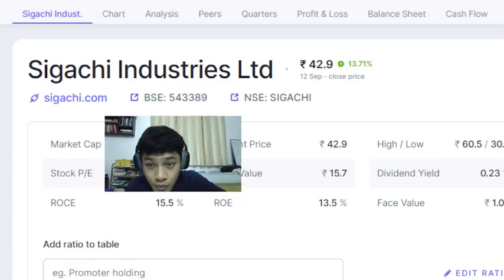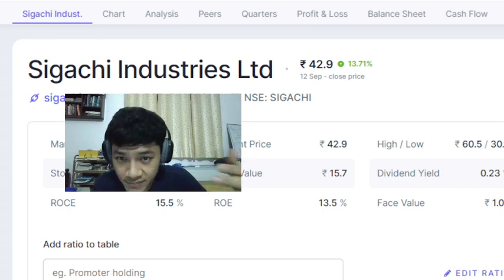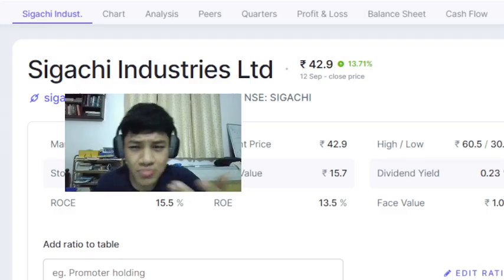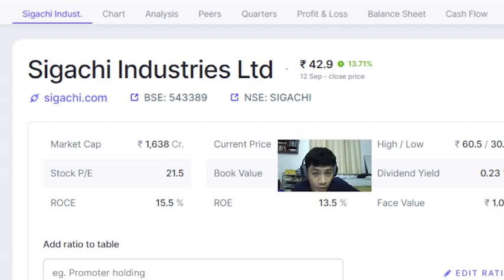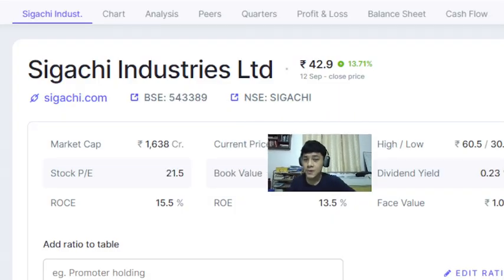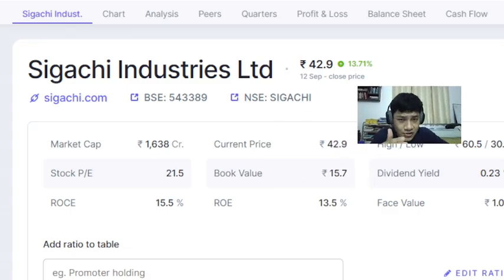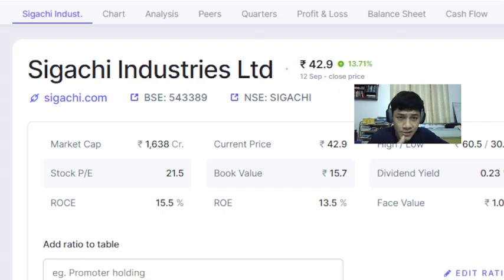Okay. The ROCE, the return on capital employed, is 15.5%, which is all right. Return on equity is 13.5%, which is also all right. Return on equity and return on capital employed are important metrics to measure the efficiency of a company. How efficiently does a company use its assets, its capital, all that.